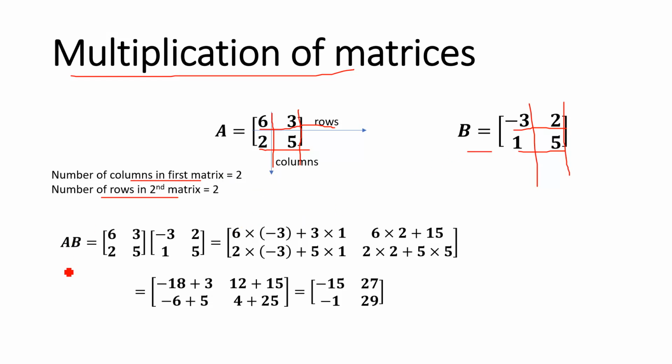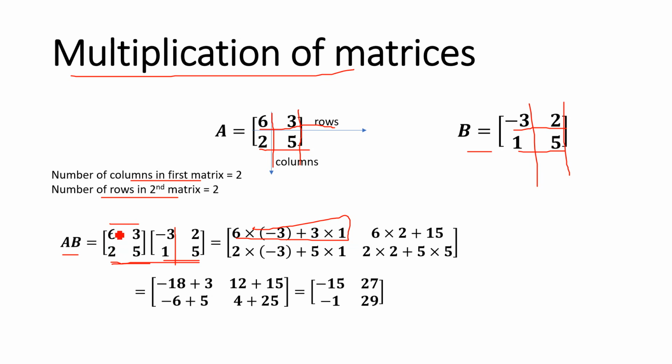Now let's multiply. So we have A multiplied by B, which is [6, 3; 2, 5] times [-3, 2; 1, 5]. This is the first matrix and this is the second matrix. For multiplication, we will first multiply the first row of the first matrix with the first column of the second matrix. This will give us the first element of this new matrix. We will multiply the corresponding elements.